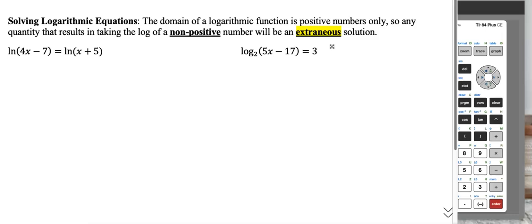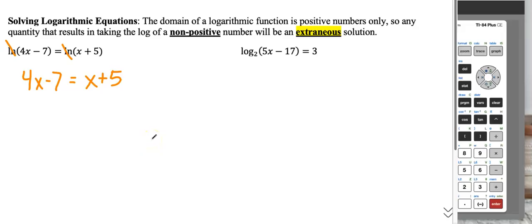So I have the natural log of 4x minus 7 equals the natural log of x plus 5. Now this one is not bad, because if you have a natural log, or any log base, of the same thing on both sides, they end up canceling. So they cancel and you're left with the quantities that are on the inside. Now we just have to go back to Algebra 1 and solve this equation.